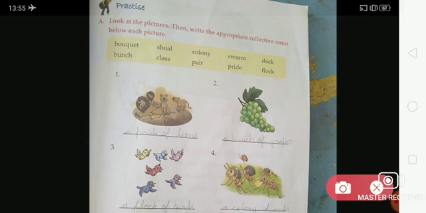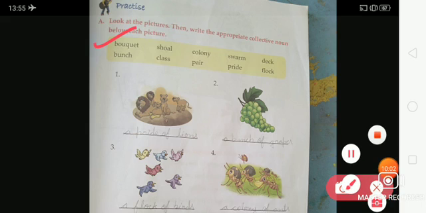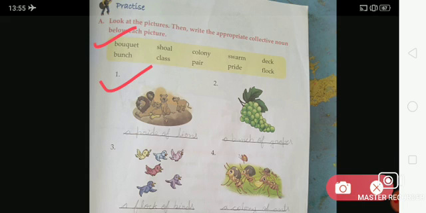Here you will look at the pictures, then write the appropriate collective nouns below each picture. The group of words are given in the brackets. You must choose, according to the given pictures, what we call that exact group. First, a group of lions. What we call it is a pride of lions. So we will write here a pride of lions.